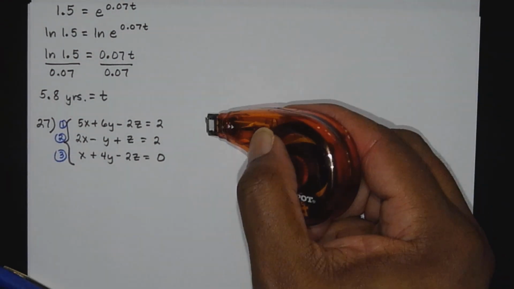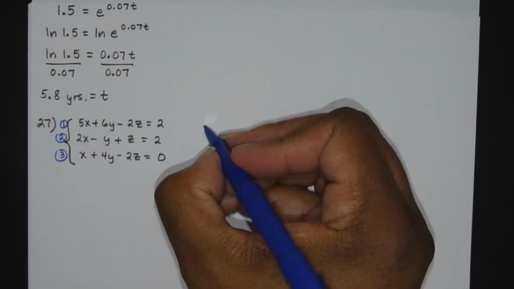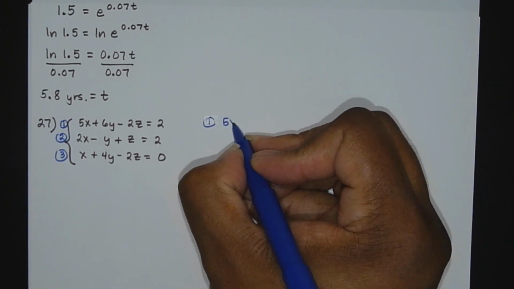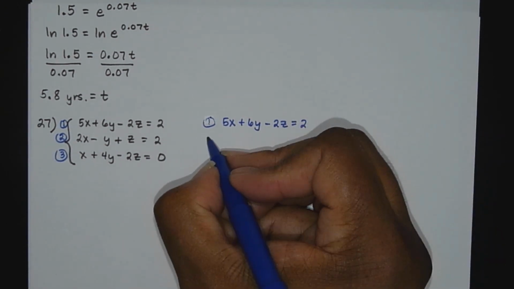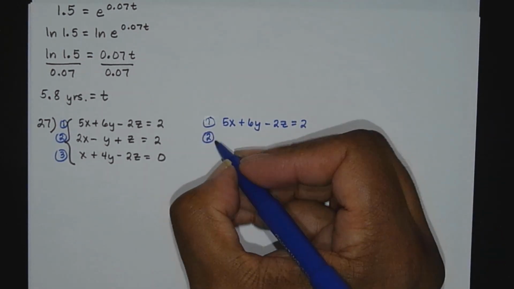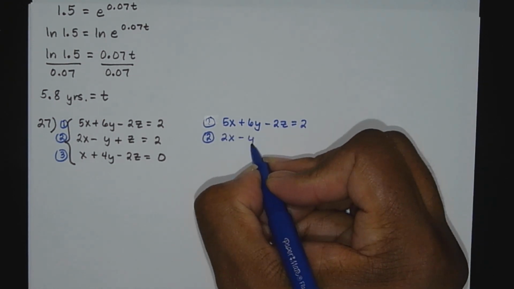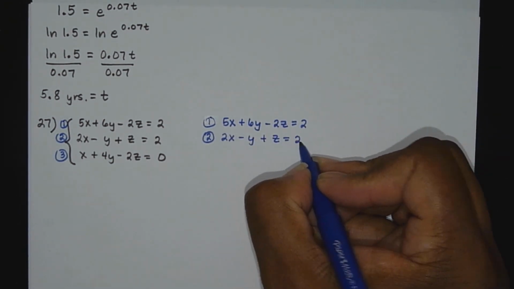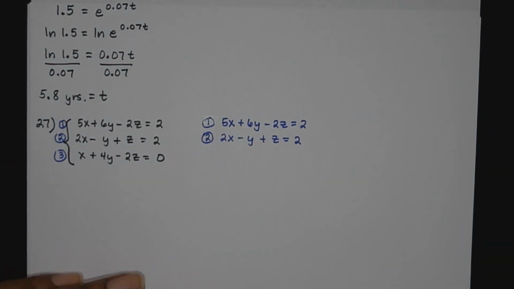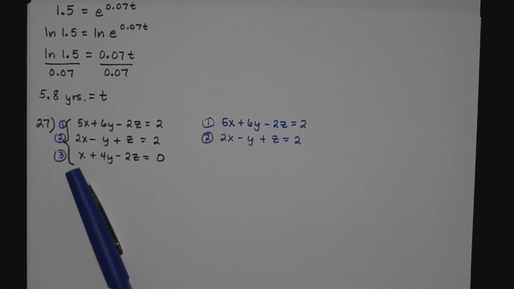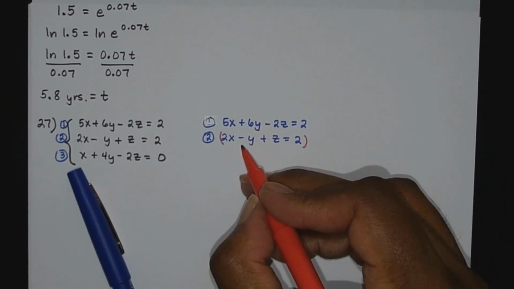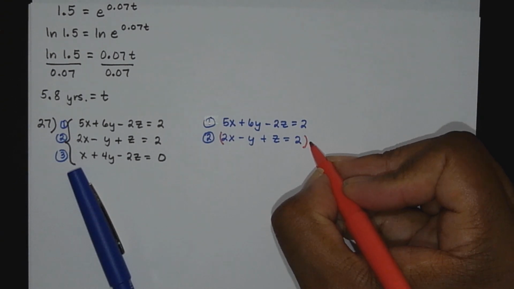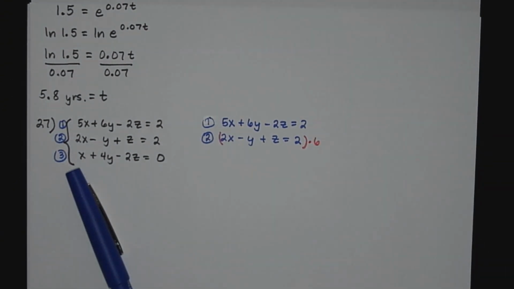So, equation 1 would be 5x plus 6y minus 2z is equal to 2. And equation 2, I have 2x minus y plus z is equal to 2. Which variable would you like to eliminate, x, y, or z? Okay, we can eliminate the y. Now notice I got 6y, but if I want that minus y to be minus 6y, I need to multiply that bottom equation by 6.